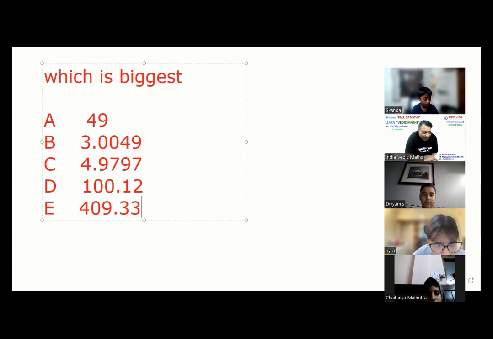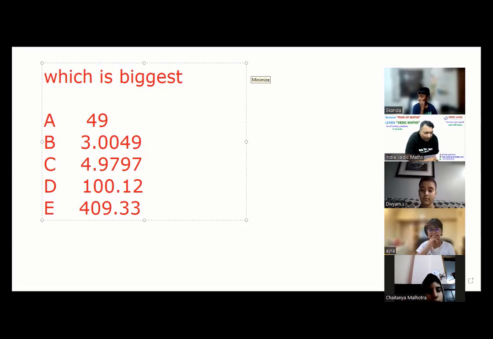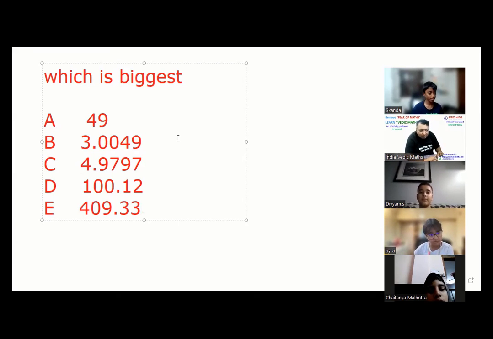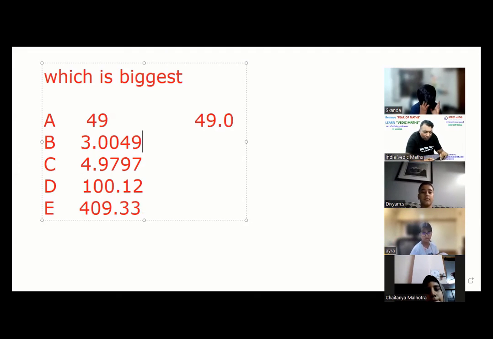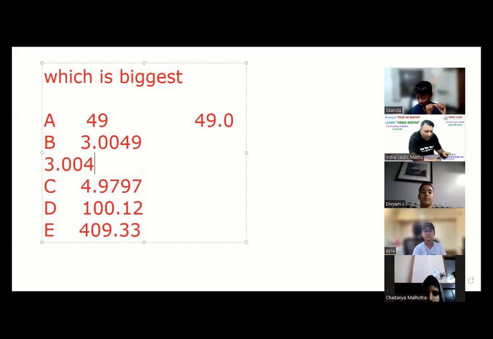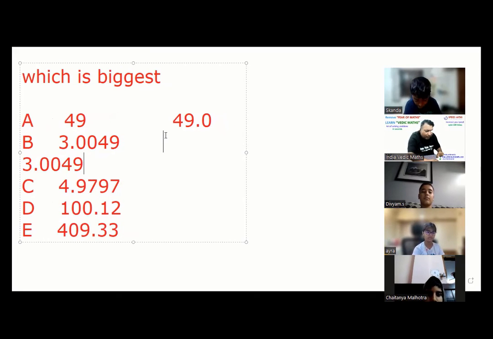Others? Panash? Skanda says A. Panash and Ira say E. Panash, why E? Divyam says A. Because E is the biggest whole number, 409, and A is 49, and 409 is bigger than 49. You write 49 as 49.0. You are correct. You write 3 as 3.0049. Guys, I told you already, you have to always write numbers one below the other.